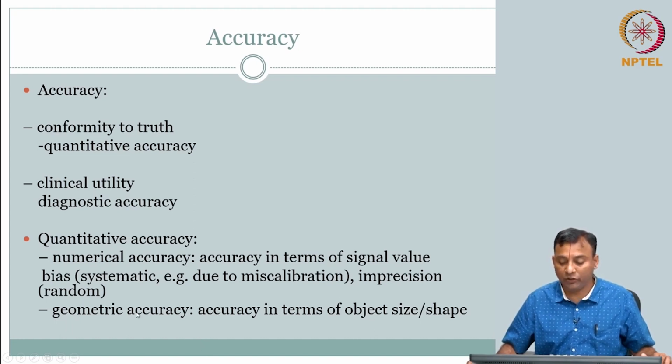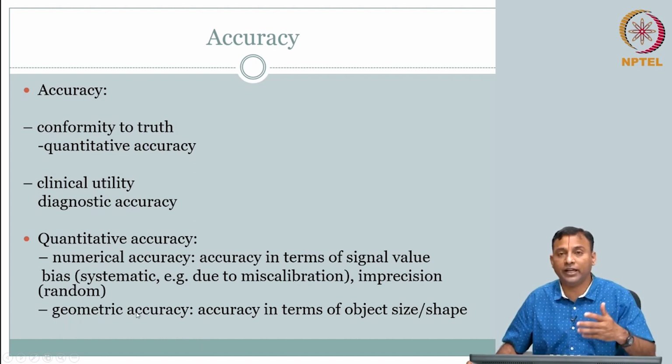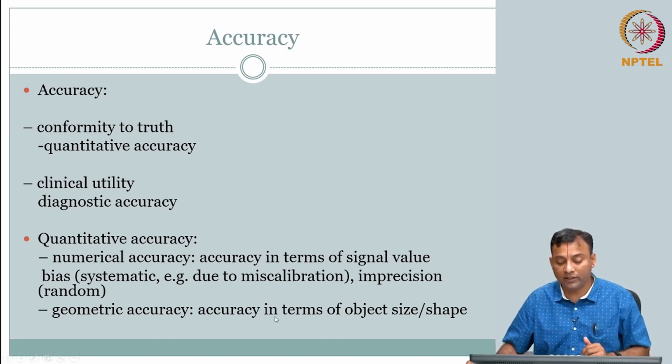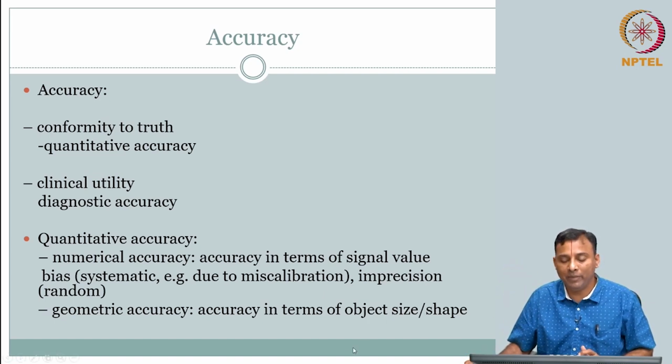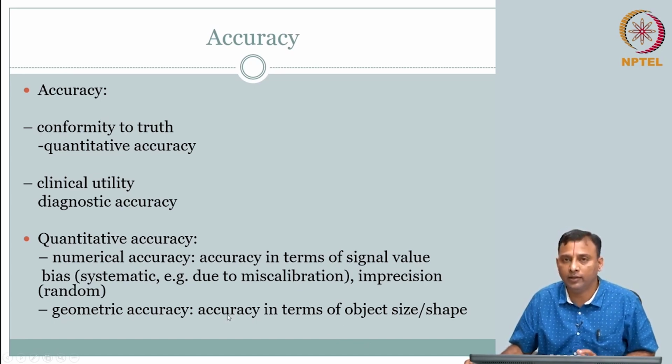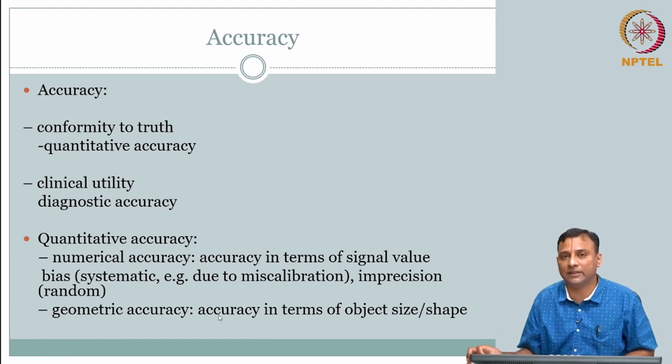Likewise, your geometric accuracy. We saw distortions. Geometric accuracy is, if I have a tumor and want to measure its size, how accurate am I? Is it a spherical shape, or elliptical, or something in between? Am I accurate in saying that it is circular or elliptical with some b by a? I am measuring it, so how accurately am I capturing the geometry? This is all based on the measurements.